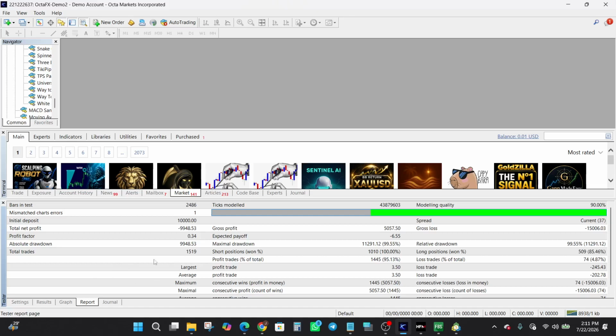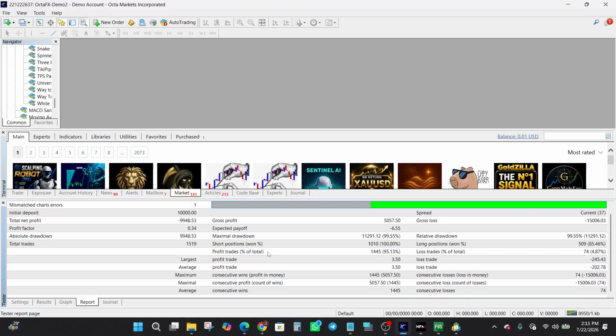So the total trades taken were 1,519, and out of that, only 1,004. Well, why did I say only there? Actually, most of the trades were profitable. We have 1,445 being profitable, a 95.13% win rate. But it's quite sad that despite such a high win rate, the account still got blown.